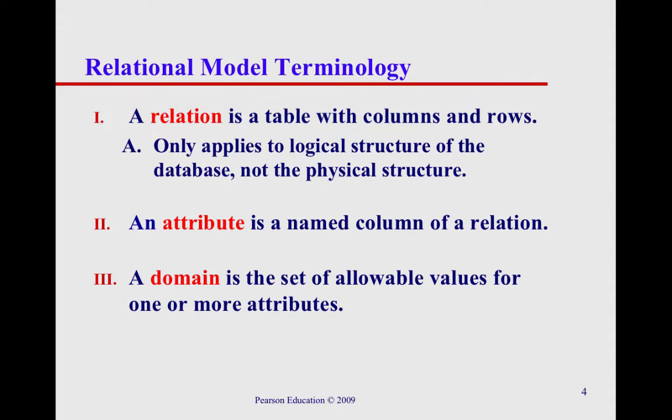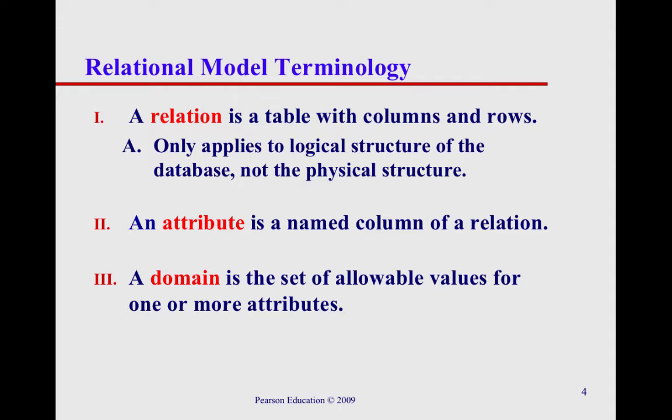Okay, so these are the terms more formally defined. A relation is a table with columns and rows. And that refers only to our logical view of the data. Physically, it may not be laid out this way. It may be laid out as a hash table or as a B tree. So that only refers to the logical structure of the database.